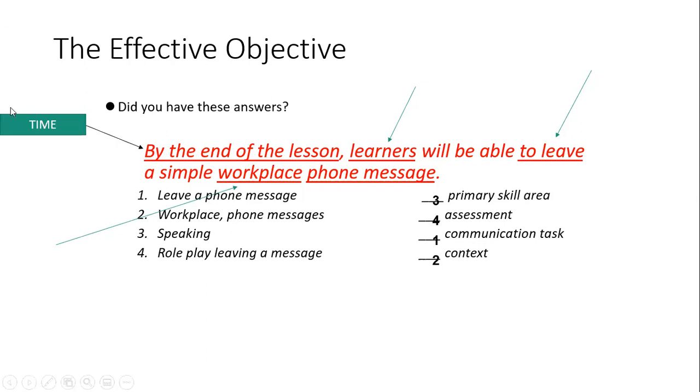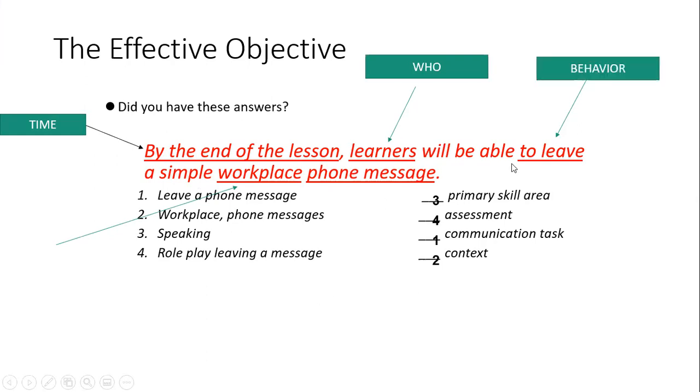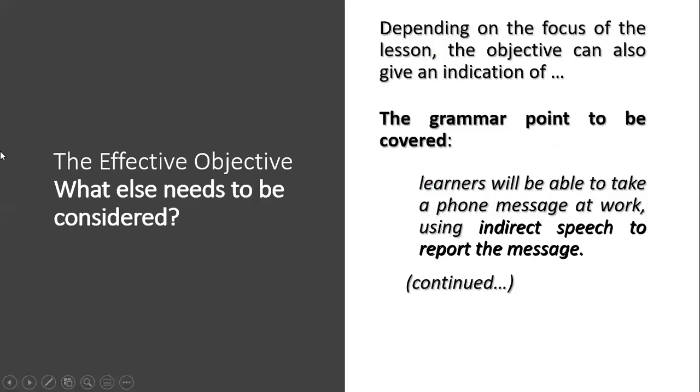By the end of the lesson, that is the time. At the end of the lesson, they are going to be able to leave a phone message. Who? The learners. The behavior: to leave a simple workplace phone message. And the context: at work. And then depending on the focus of the lesson, the objective can also give an indication of the grammar.